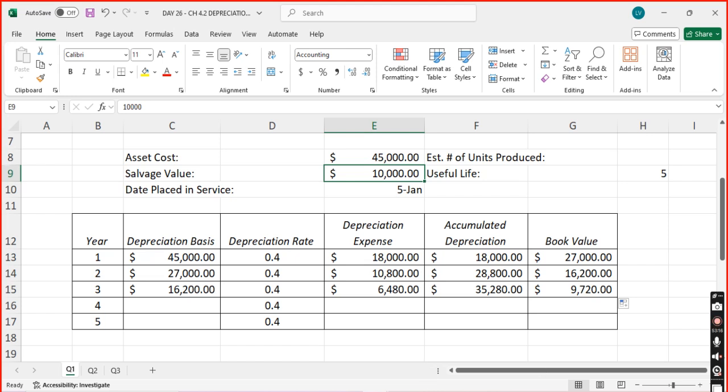So can I go that third year? Because right now, what is my book value at the end of year 3? It's below 10,000. So here, the way that you're using it, it didn't even last the 5 years. Okay? So therefore, how should I adjust this number here? Because it cannot be 9,720.